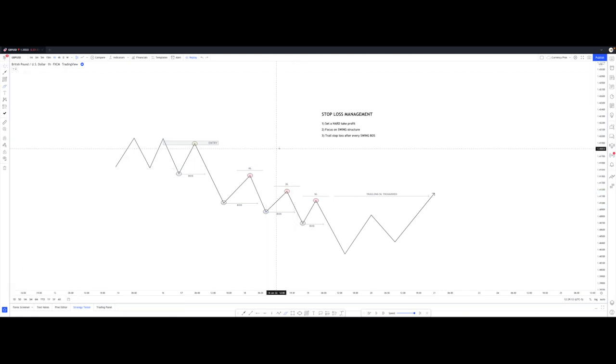So the next tip here is trail your stop loss after every swing break of structure. I kind of just went into that a little bit, but basically as we can see, we have multiple break of structure points here. After every single break of structure happens, we move our stop loss further and further down the line. Okay, so this is just securing profits as we go, because as you can see at the last part of the diagram, as soon as the structure starts to change and shift in the other direction, our stop loss would get triggered and we would be left with significant profit.